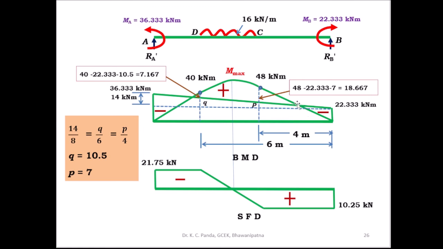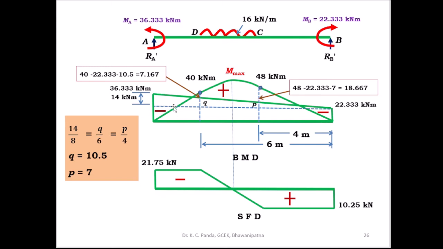You have to find out these 2 points, and this is the maximum bending moment. This is the maximum bending moment you have to find out, and here you have to find out also what is the positive moment at D and what is the positive moment at C.